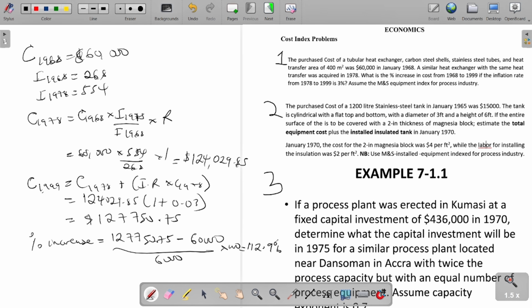Then that can help us to get the cost in 99. Then we can actually evaluate the cost index, right? Yes, that's it. So let's see question two, right?